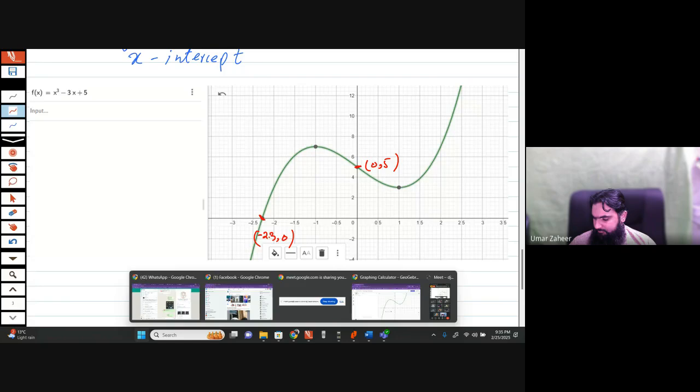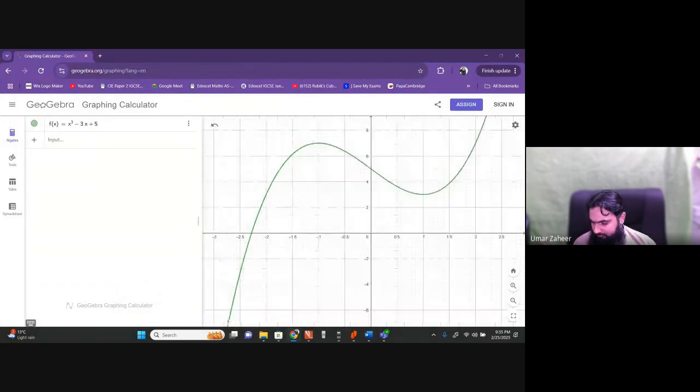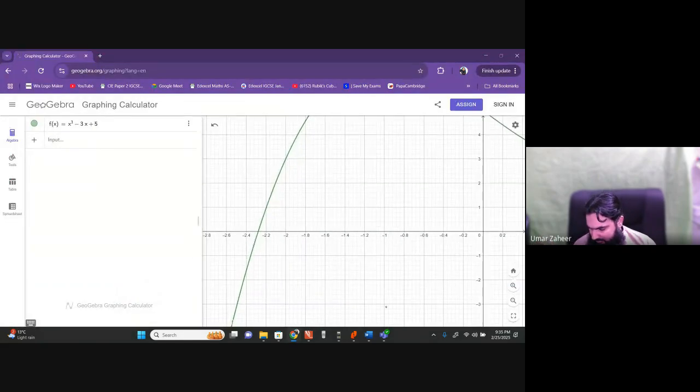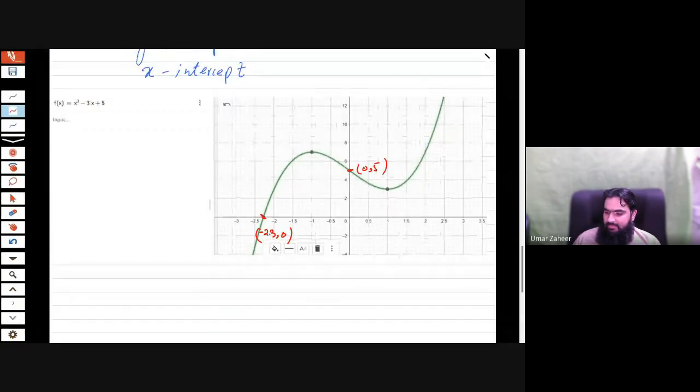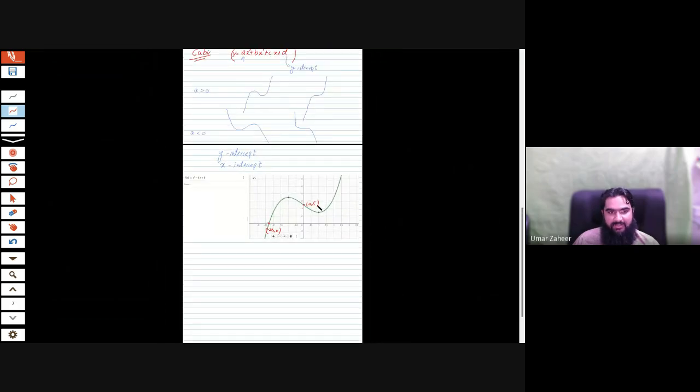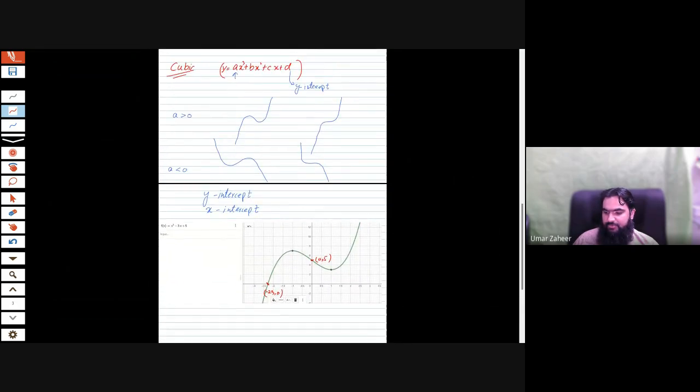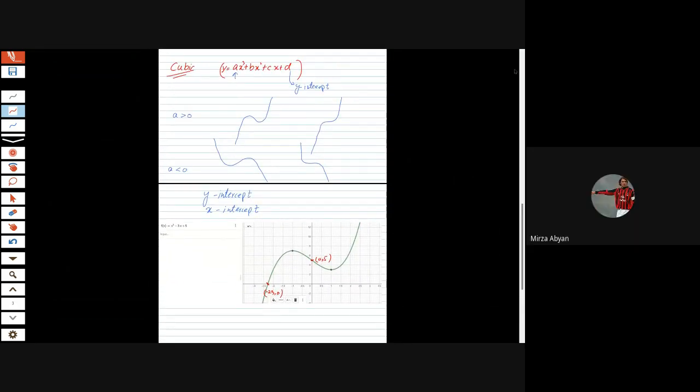Let's check here. I'm just going to assume it. Yeah, -2.27. So we write 2.3. And this value is, yeah, it is going to be exactly 2. Yes, everyone, is it clear, the general shape of the cubic graph? Yeah. Yes, sir.